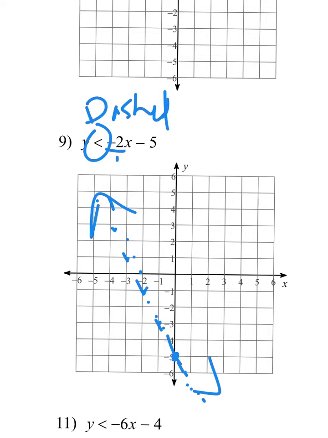And y is less than, so I want to shade below. So below would be over on this side.